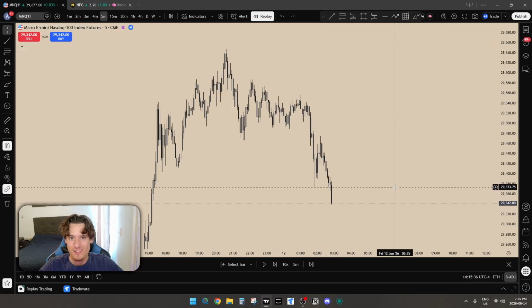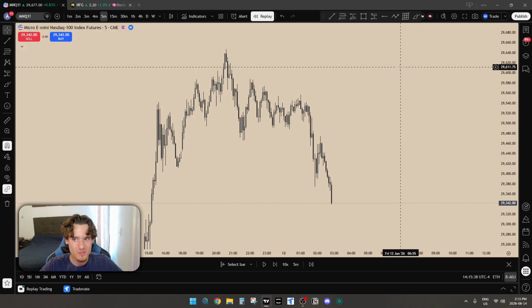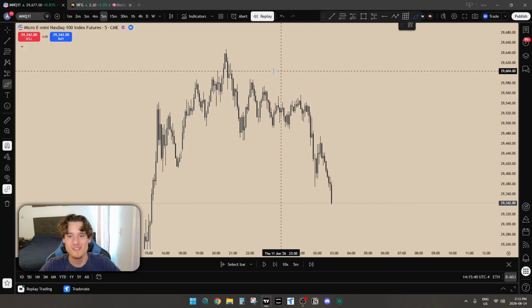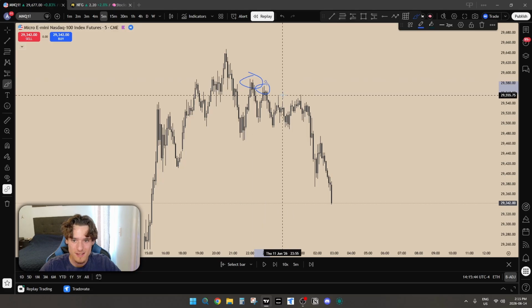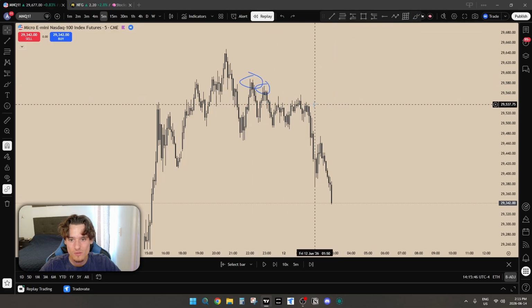So looking at the chart over here, let me give you a second. Do you think you can find the trend line liquidity? Give you a little second. All right, time is up. So it is right here. What do we see? Buy side, buy side, buy side. So this is a very clear draw on liquidity.